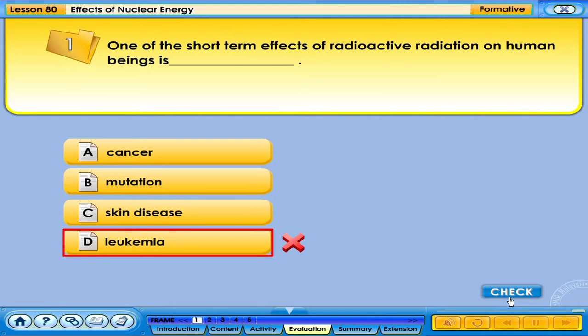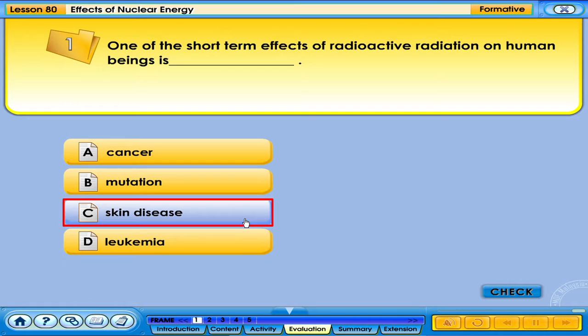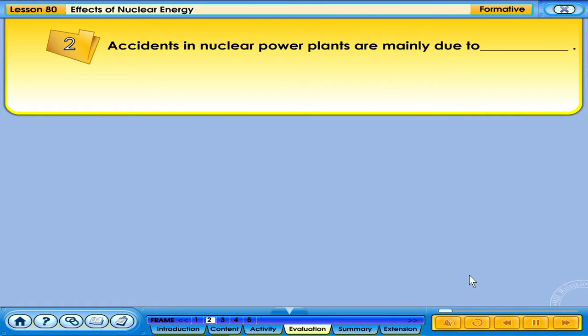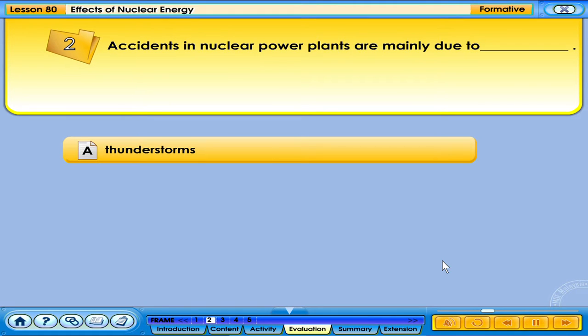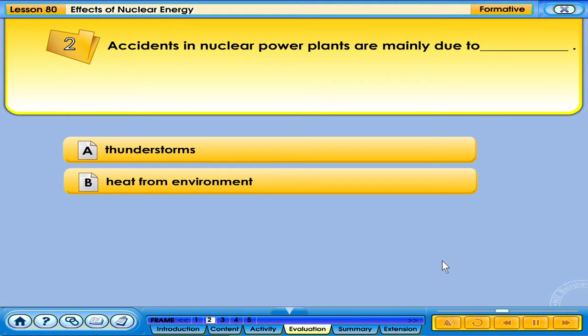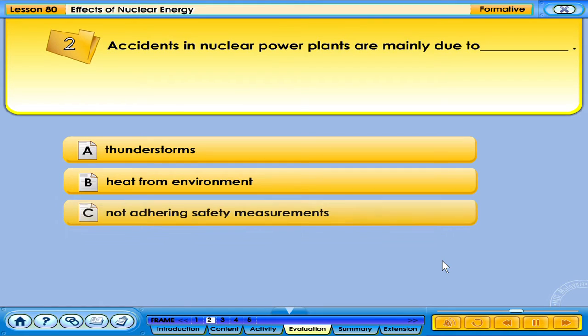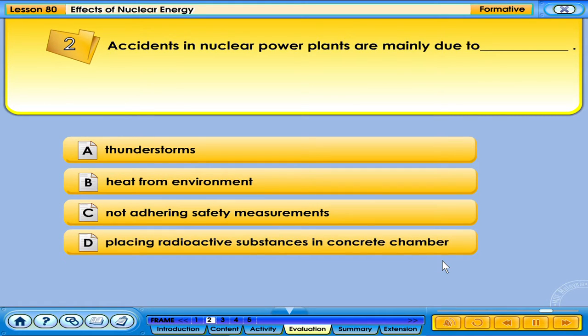That's not right. Please try again. Your answer is correct. Accidents in nuclear power plants are mainly due to A. Thunderstorms, B. Heat from the environment, C. Not adhering to safety measurements, D. Placing radioactive substances in concrete chambers.